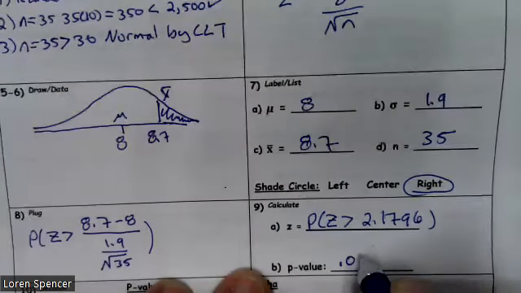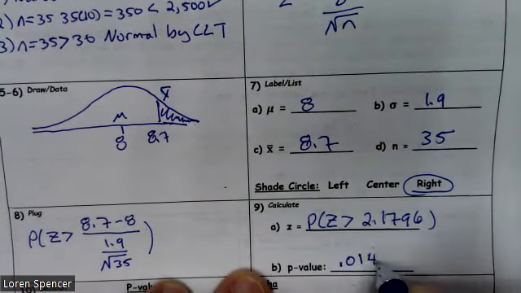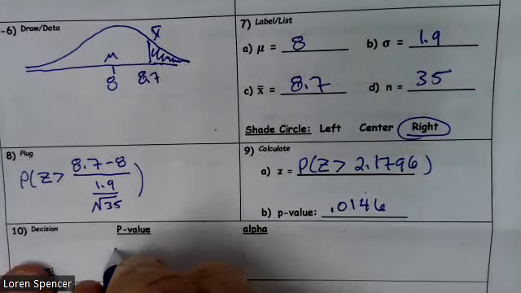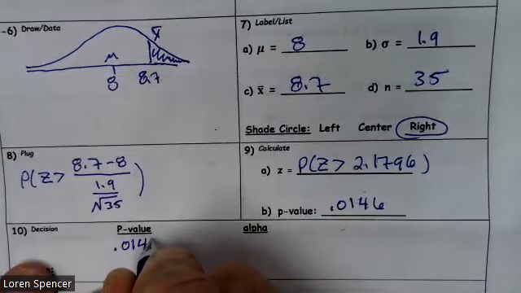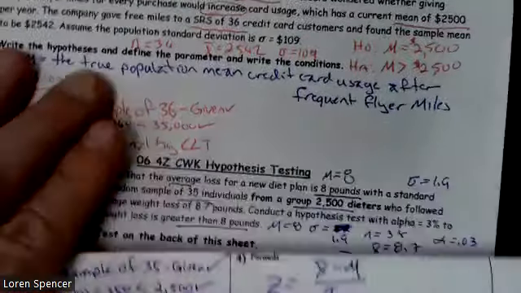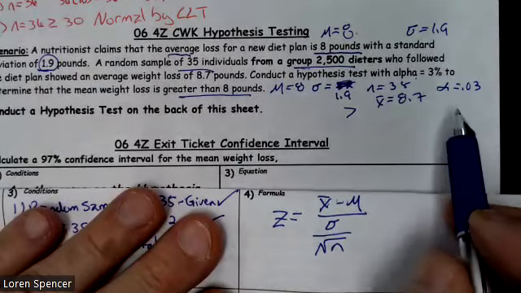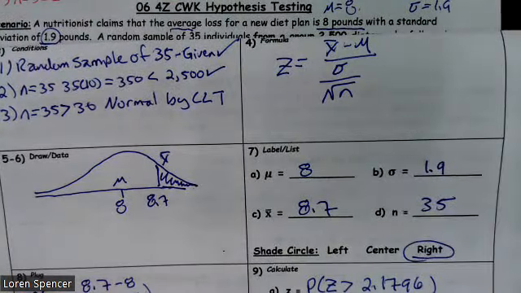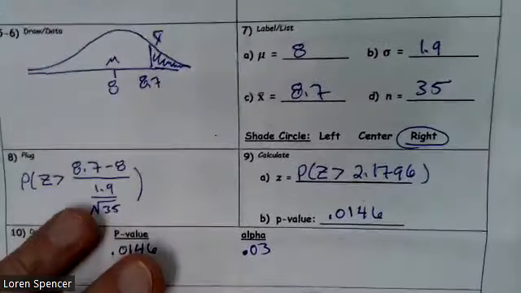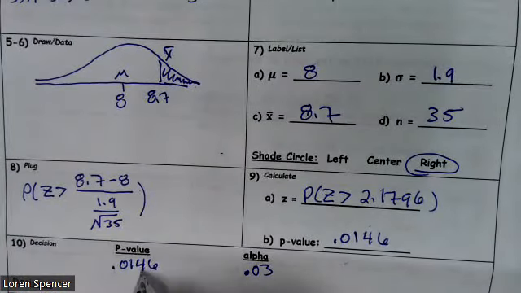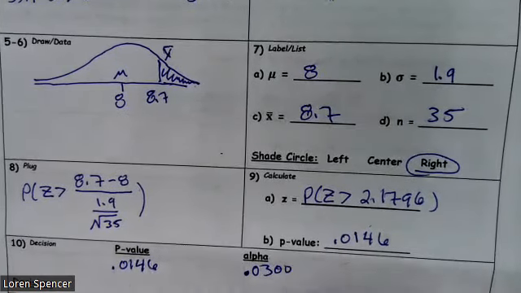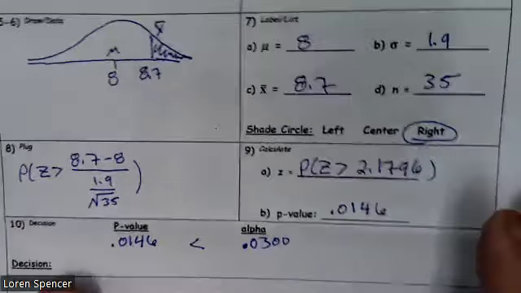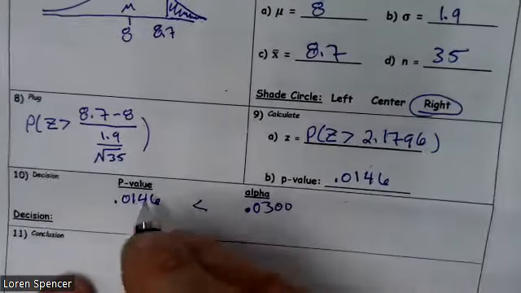That's our p-value. So our p-value is 0.0146, and when we look back, we had an alpha of 0.03. So we plug that in, making sure they're the same length. When I do that, 0.0146 is less than 0.0300. If the p-value is less than alpha, you reject the null.